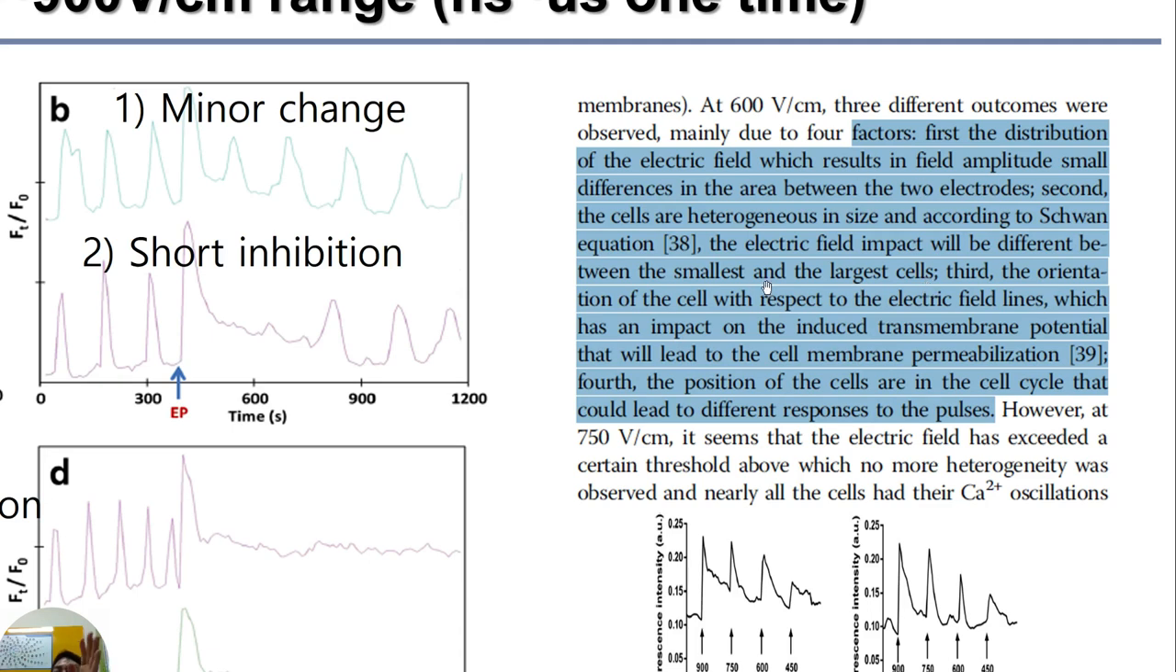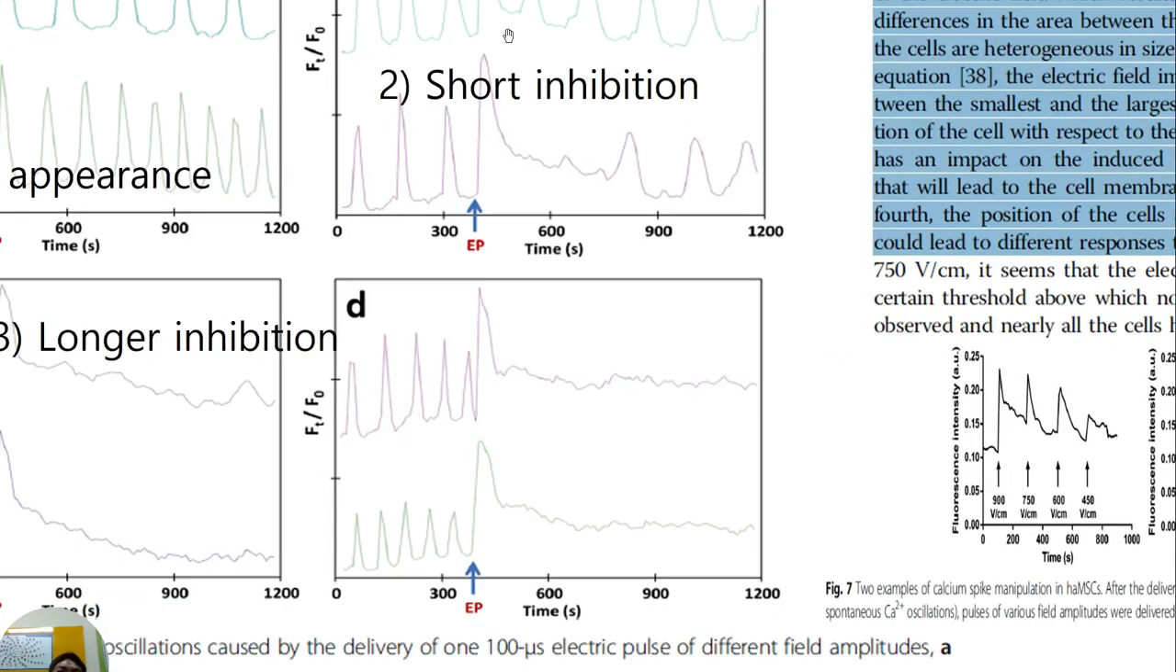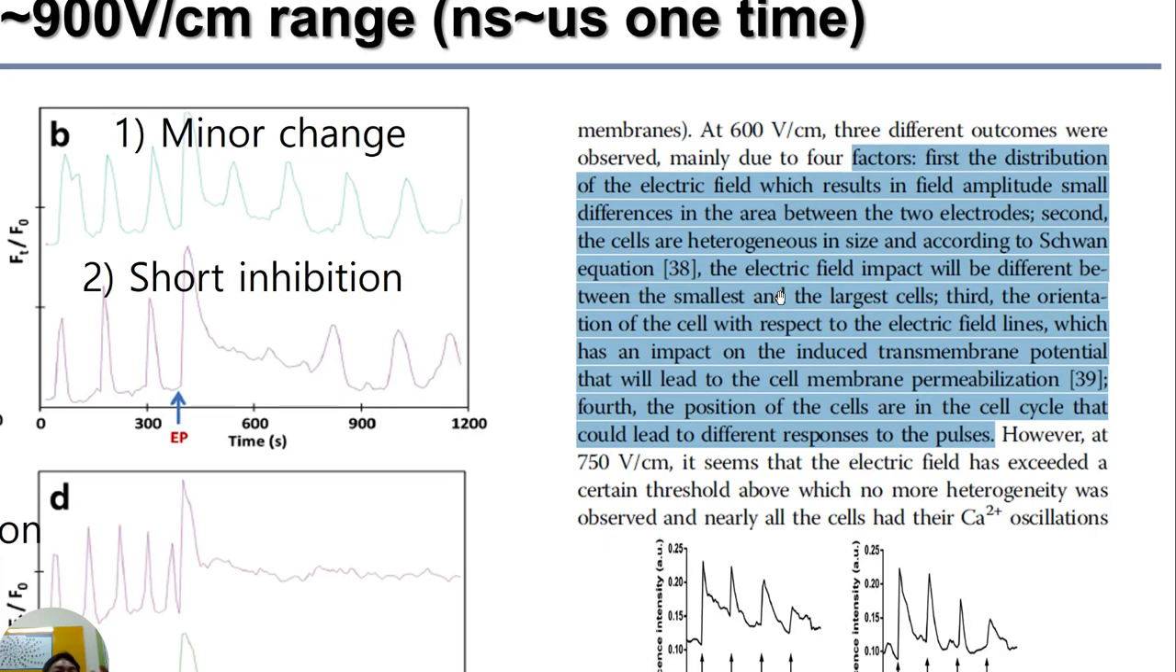So the first one is, when you apply plus and minus, depending on how close your cell position is to plus or minus, the electric field can change, not that homogeneous. The second reason, why this different behavior? Because the cell size is different. They mentioned that a bigger size is more affected. And then the third one is that the electric field will be different.